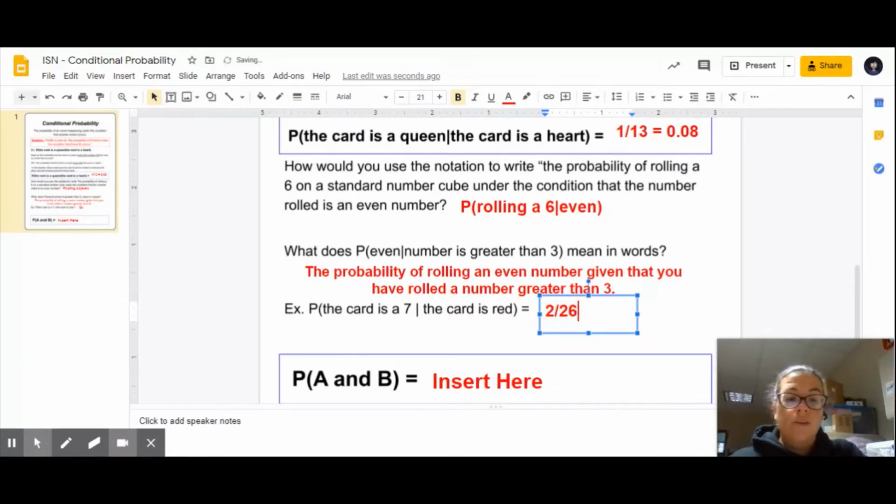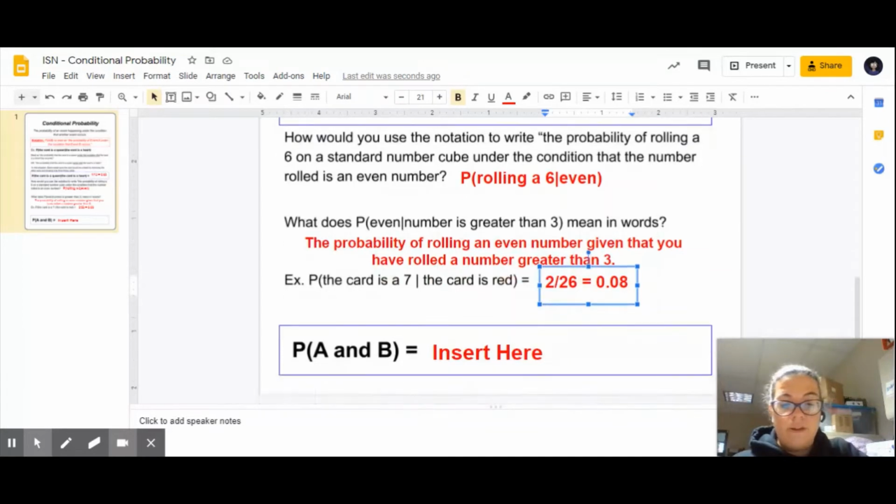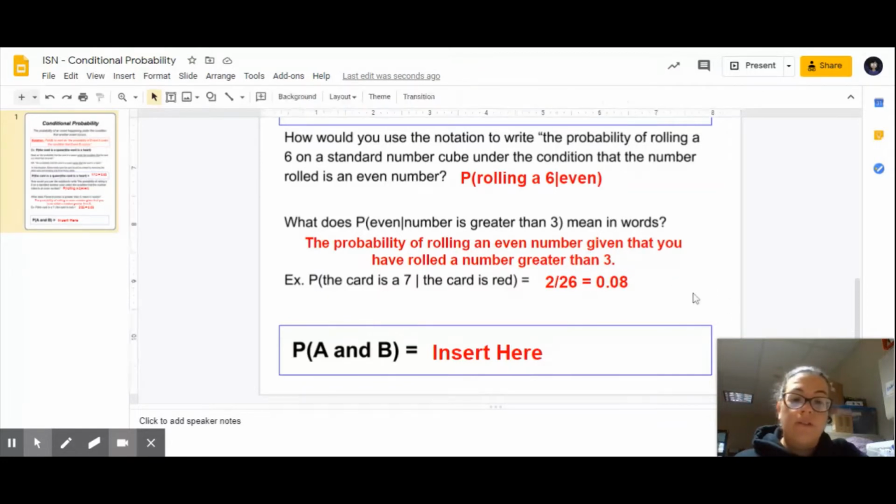So 2 out of 26, when I divide that out, becomes 0.08, or 8%. So the probability of getting a 7, given that the card is a red card, is 2 out of 26, or 8%, 0.08 as a decimal. Okay, we're going to leave this bottom part for later. We'll come back and fill that in towards the end of our lesson. But now we're going to continue on in our Nearpod.